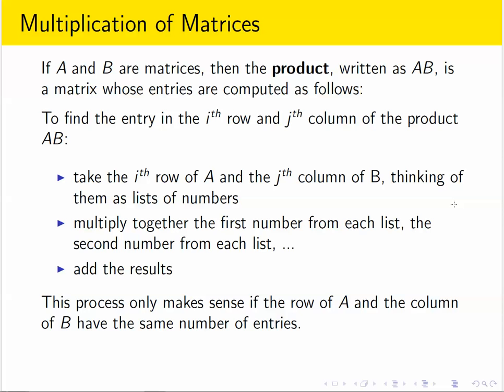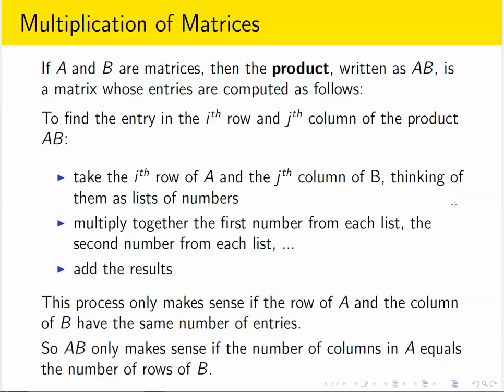Now, this process only makes sense if we can match things up to multiply together. So as we were taking the list of numbers from a row of A and the list of numbers from the column of B, those lists have to have the same number of values in each of them. So how many numbers are there in a row of A? Well, that's just how many columns A has. And how many numbers are in a column of B? That's how many rows B has. So in order to calculate AB, A has to have as many columns as B has rows. We'll see that in some examples here.